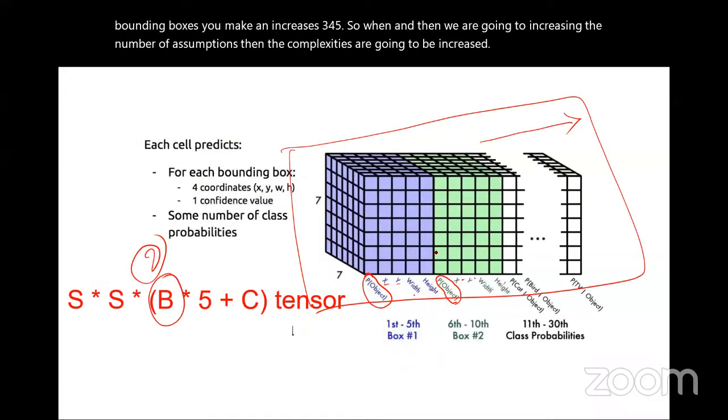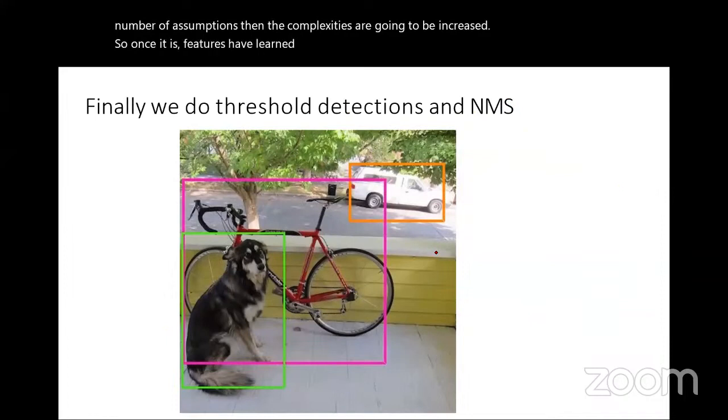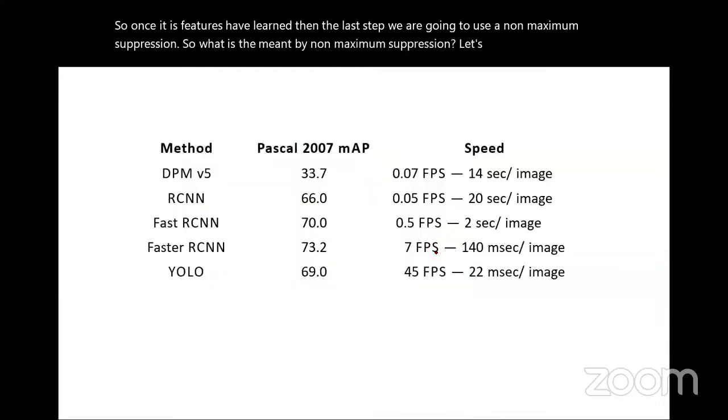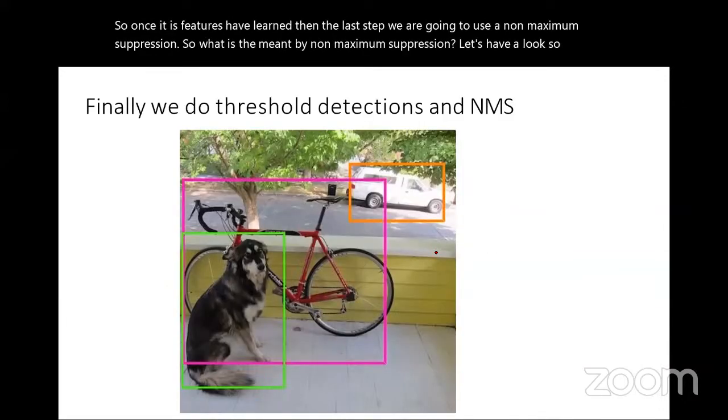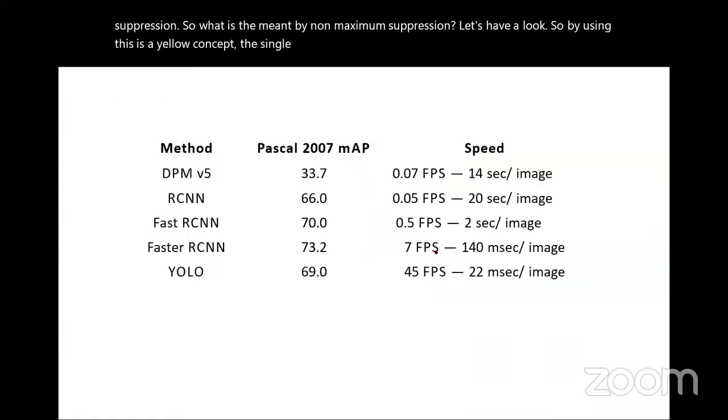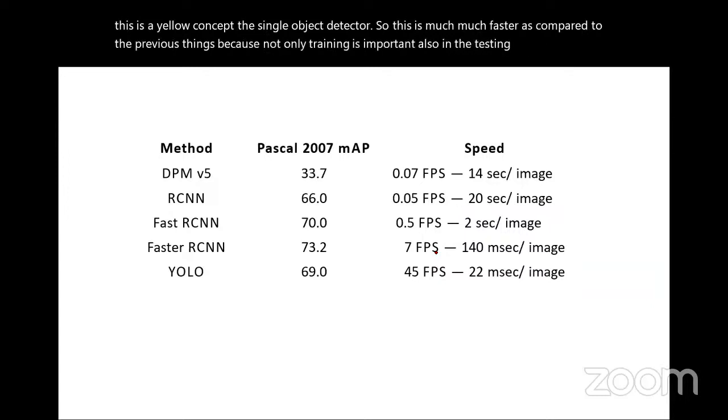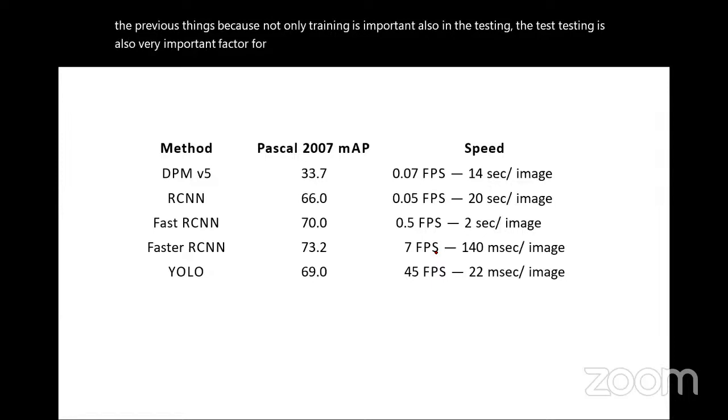Once the features have been learned, the last step is to use non-maximum suppression. What is meant by non-maximum suppression? Let's have a look. This is the YOLO concept, the single-shot object detector. It is much faster compared to the previous approaches, because not only training is important, testing is also a very important factor for us. So inference time, how fast it is. YOLO runs at 45 frames per second compared to the other object detectors.